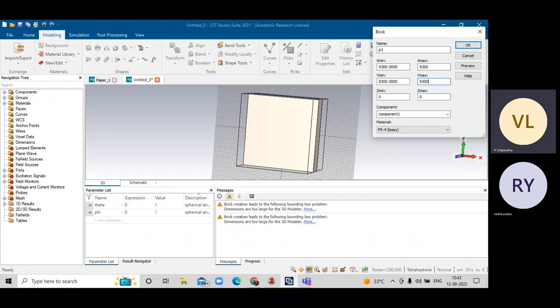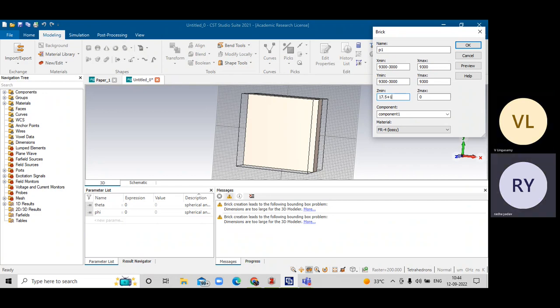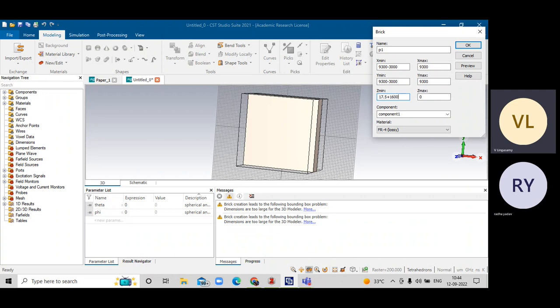Yes. You can define variables, and that will be okay. Next time you can define the variables. It will be easy for you here. Yes, sir. First one is 17.5, then you have 1600, 17.5, like above the substrate. Plus 1600. Yeah, 1600, right. That is the substrate thickness.